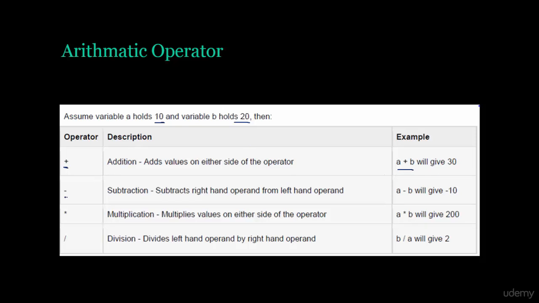Subtraction. This will subtract the right hand operand from the left hand operand. The multiplication, this will multiply the values of the two sides, like A multiplied by B. The division, this will divide the left hand operand by the right hand operand, like this, B divided by A. Okay, this will give us 2.